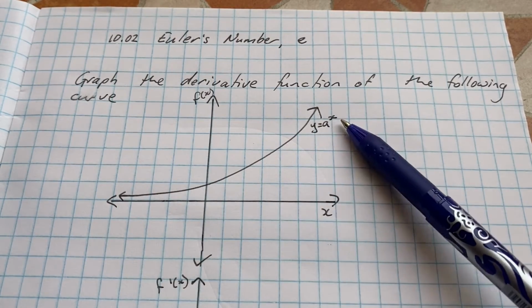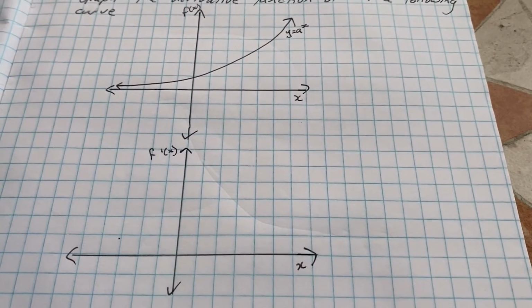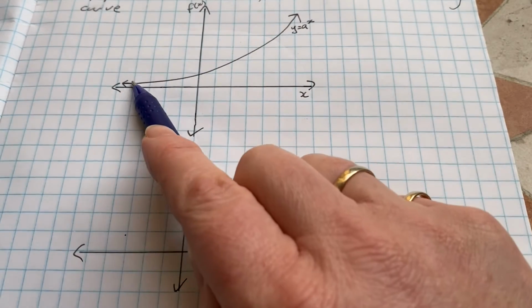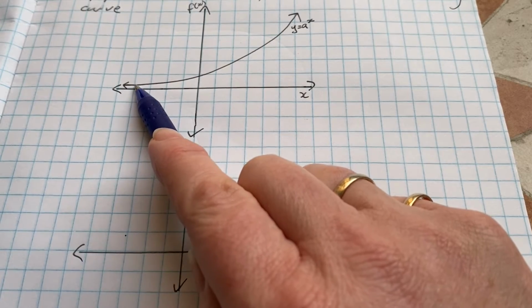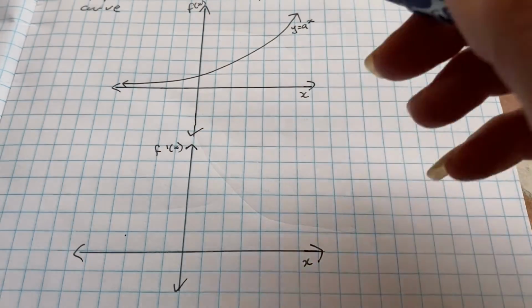Okay, so we've got y equals a to the x. I haven't actually given any values. We're just going to sort of estimate the derivative function. So remember, the derivative function is the gradient. So if we look at this curve down here, the gradient's positive. Up here, positive. Up here, positive. Everywhere the gradient is positive.